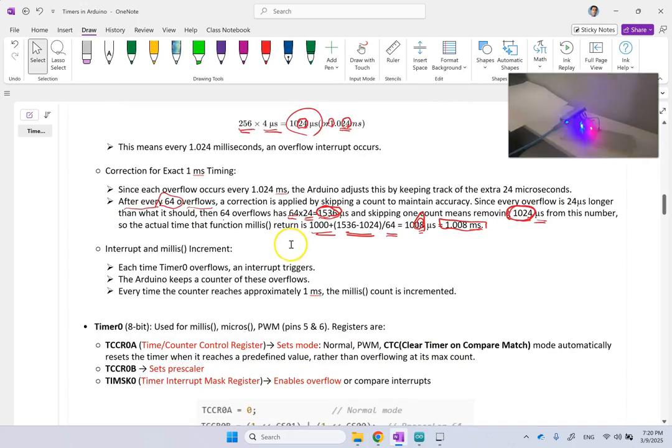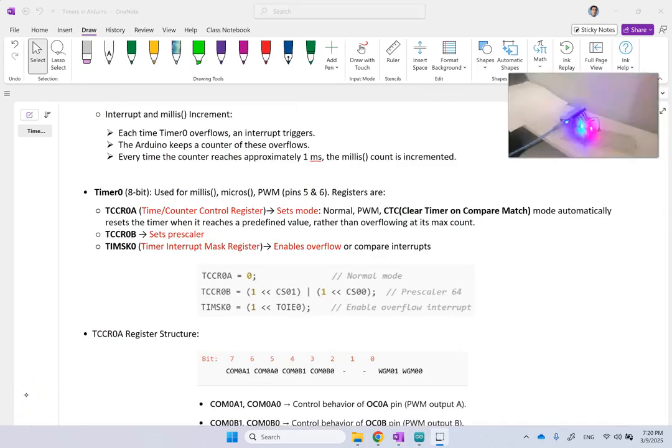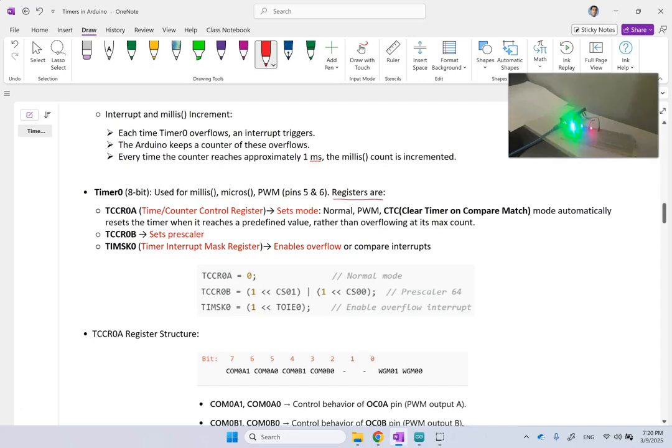Okay, so let's talk about timer 0 a little bit more. We said we use it for millis, micros, pins 5 and 6 for PWM. But how do you set up the values or the registers for this timer? There are 3 registers for timer 0. One is called TCCR0A. Then we have TCCR0B, and we have TIMSK0.